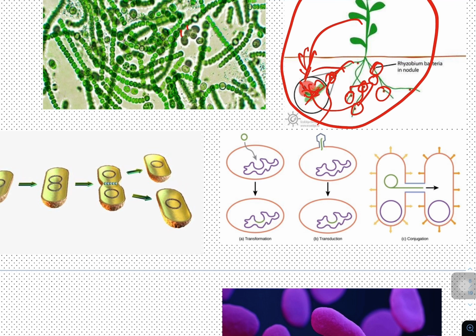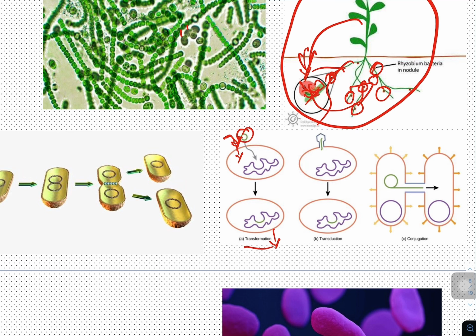Here the DNA of one bacterium enters the cytoplasm of another bacterium by one means or another. Let's not go into the detail of how it enters, but just keep in mind that the DNA of one bacterium enters the cytoplasm of another bacterium, comes in contact with the DNA of that bacterium and integrates with it, and a new organism with new features is formed. Hence it is called transformation.